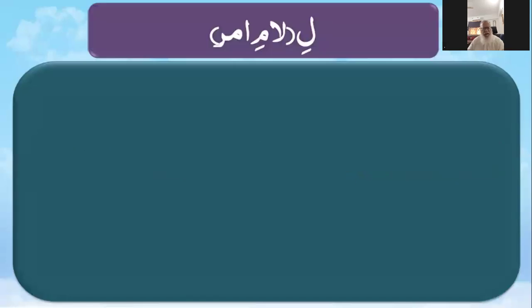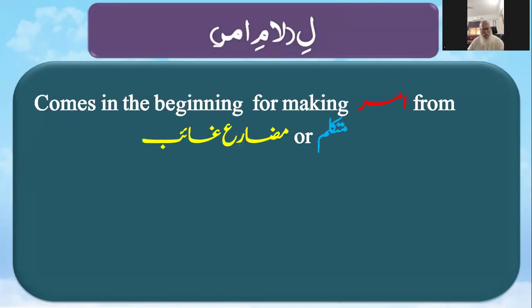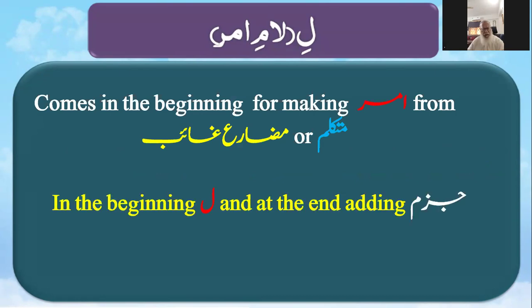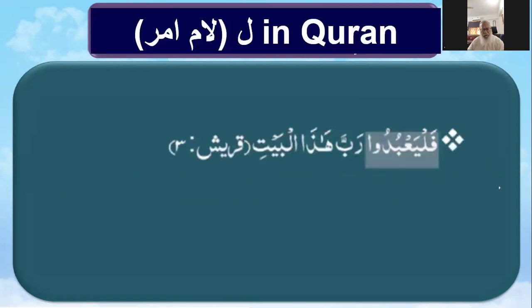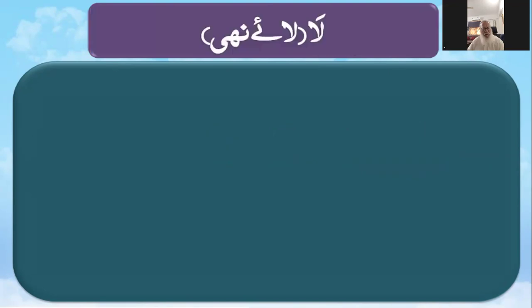The next is lam amr, with lam kasra. It also comes in the beginning for making the amr from the mudari ghaib or mutakallim. Just like, in the beginning lam, and at the end jazm is added. فَلْيَعْبُدُوا رَبَّ هَذَا الْبَيْتِ. فَلْيَعْبُدُوا. Actually, the lam comes with fa or waw. It was ya'buduna. When the lam amr came, it removed the noon.